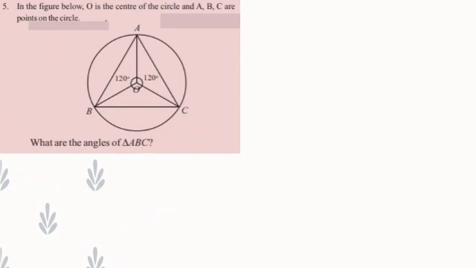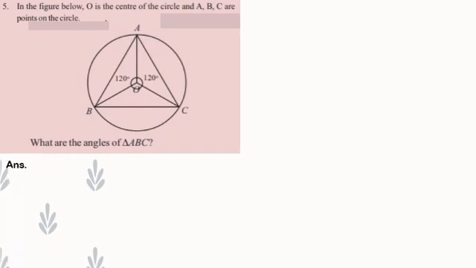Next question, question number 5. In the figure below, O is the center of the circle and A, B, C are points on the circle. What are the angles of triangle ABC? Here also we can see a triangle in a circle. We have to find all angles in this triangle ABC. In the figure we can see other three triangles in triangle ABC. Let us write the answer.